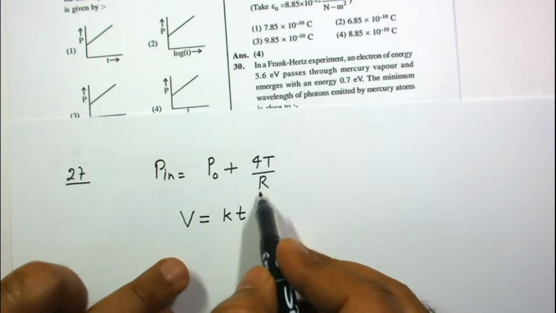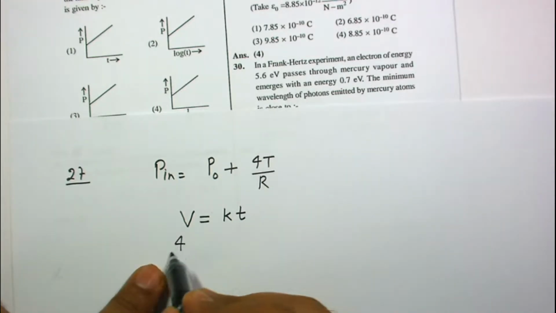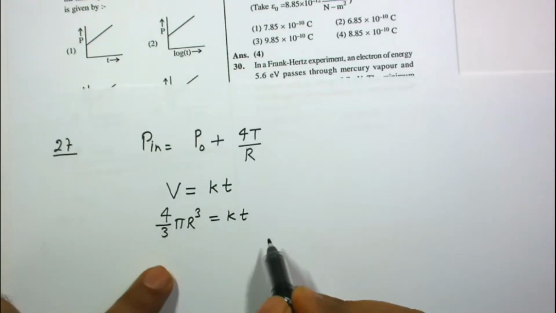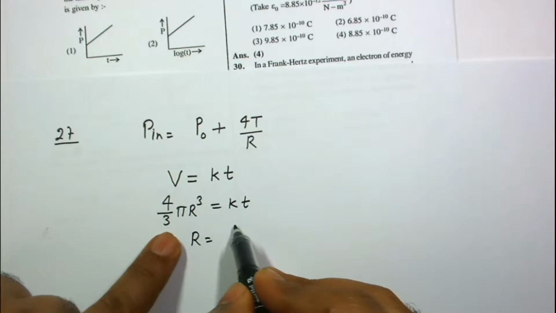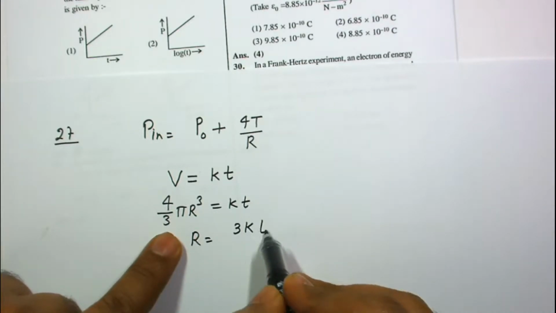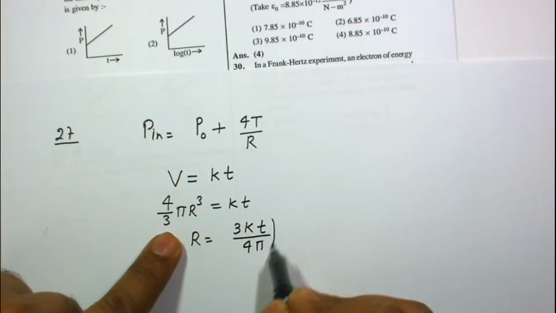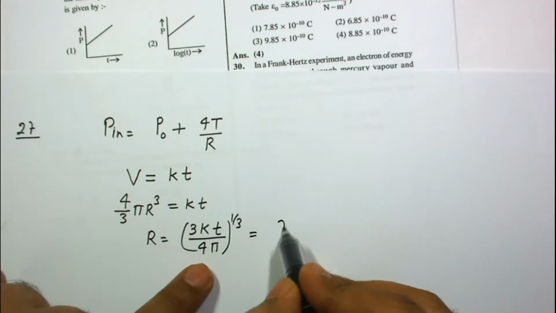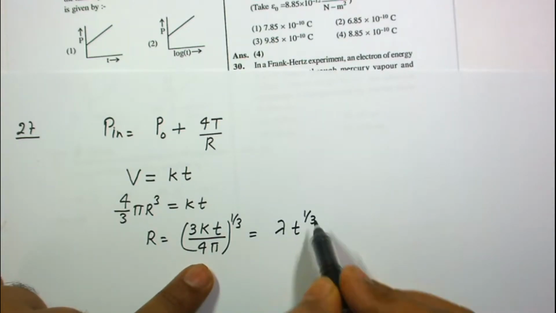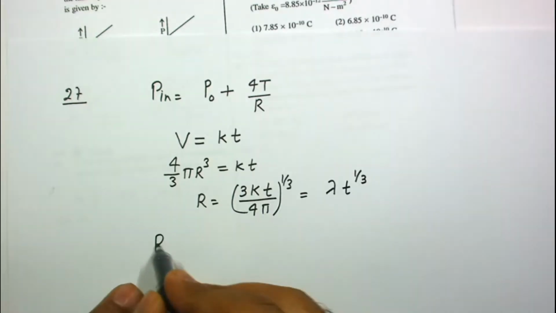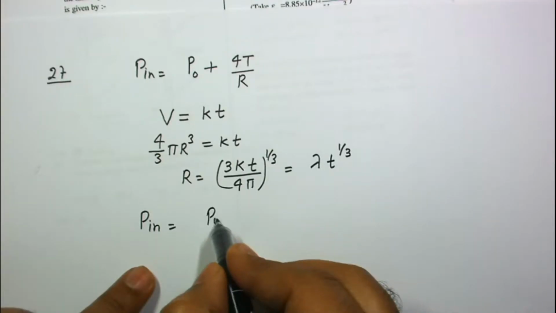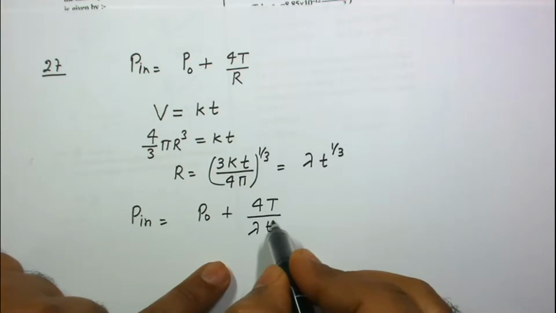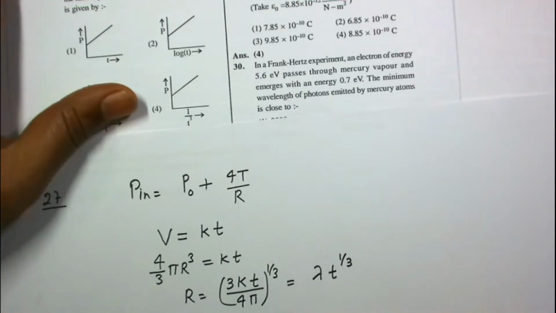We have to calculate R in terms of time to put here. Volume is 4 by 3 pi R cube. This is equal to KT, and this R will be 3KT by 4 pi, this whole power 1 by 3. Basically I can write it as some constant multiplied by T to the power 1 by 3. Let us put this here. P inside is equal to P outside plus 4T by R, which is some lambda, which is constant, T to the power 1 by 3. Some graphs are given.